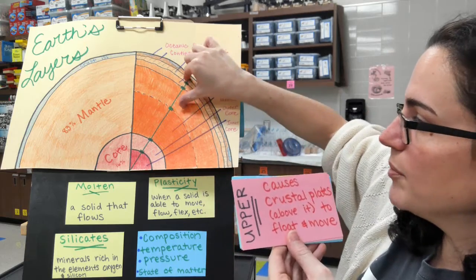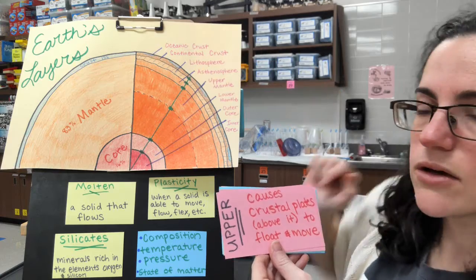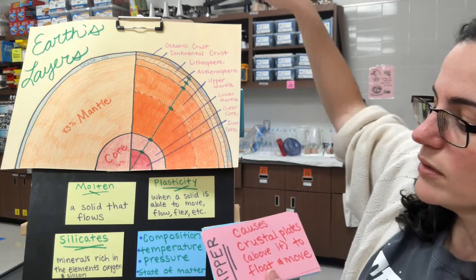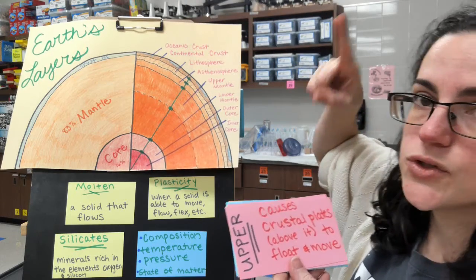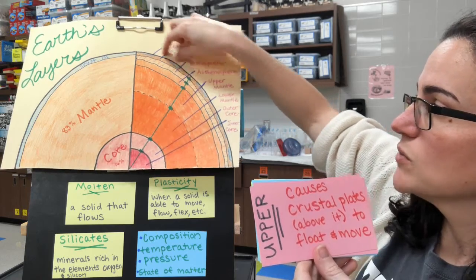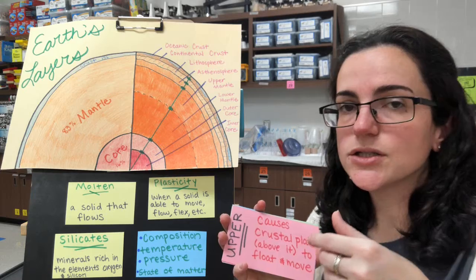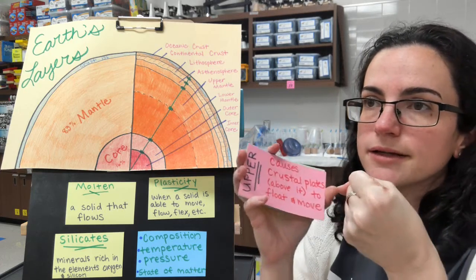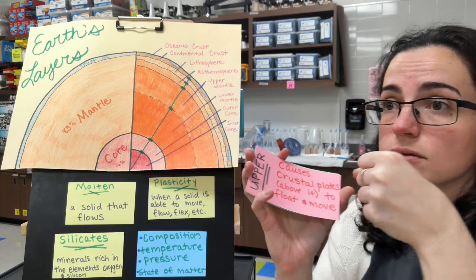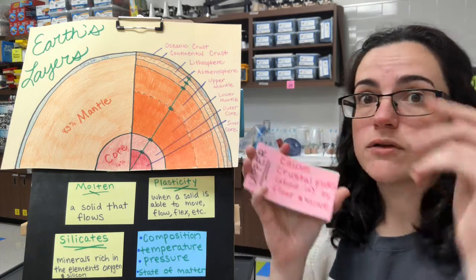Now the upper mantle right here, this is the cause of the crustal plates, like the oceanic crust and the continental crust, causes them to move because of it having plasticity. So because it's not a solid, it's not stiff, it's not holding still, it has plasticity, so it's moving, which makes the things above it kind of move as well.